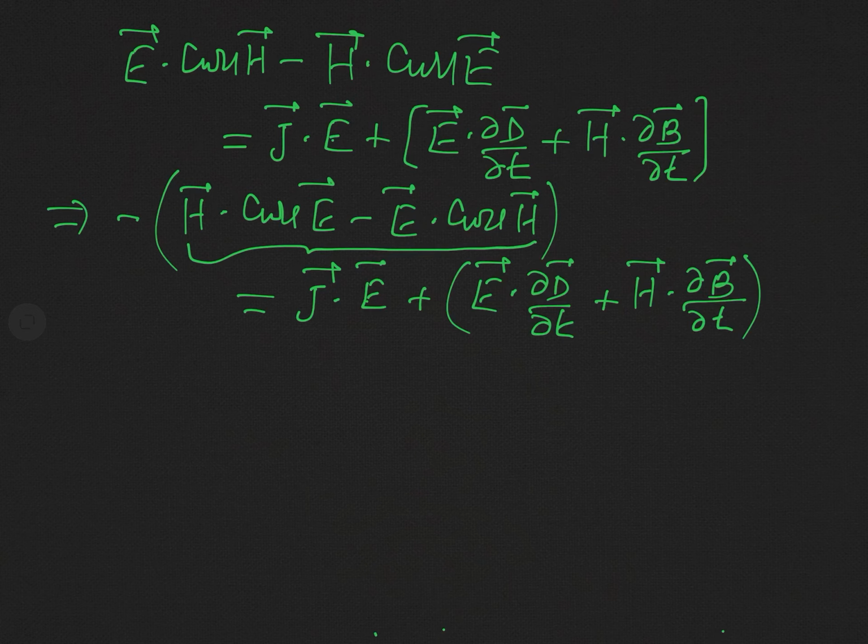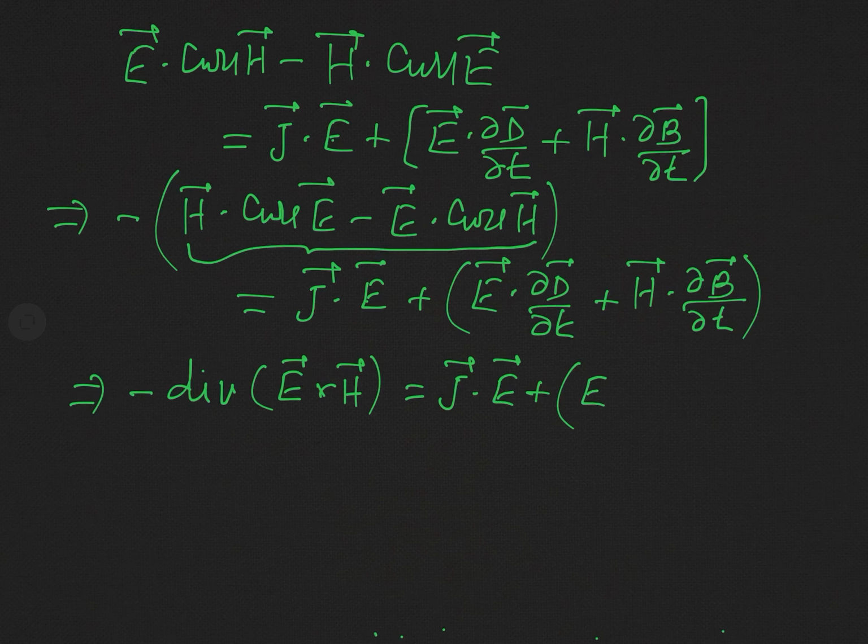Now let us see this expression. In fact, this is a vector identity: H dot curl E minus E dot curl H is equal to minus divergence of E cross H. So we can write it as minus divergence of E cross H, and this equals J dot E plus E dot del D by del t plus H dot del B by del t.